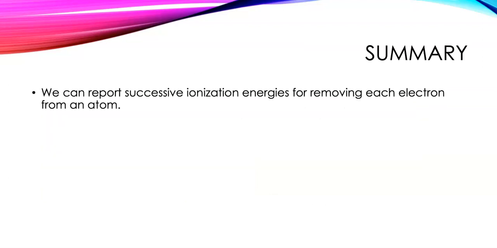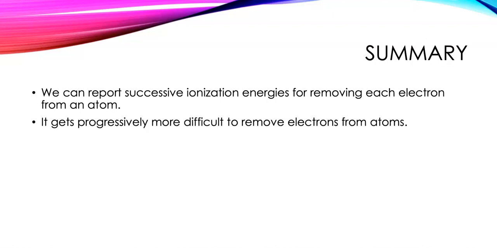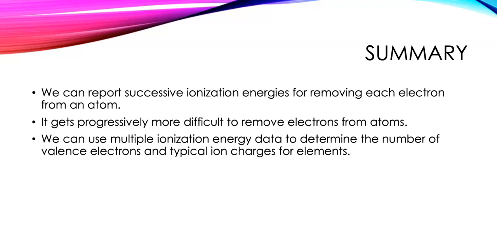All right, so let's summarize what we've talked about. We can report and measure successive ionization energies for removing each electron from an atom, removing one at a time, working from the outside in. It gets progressively more difficult to do this, and the ionization energies increase as we go from the first to the second to the third ionization energy, and so on. And we can use this data to determine the number of valence electrons in an atom and what typical ion charges that element would form.